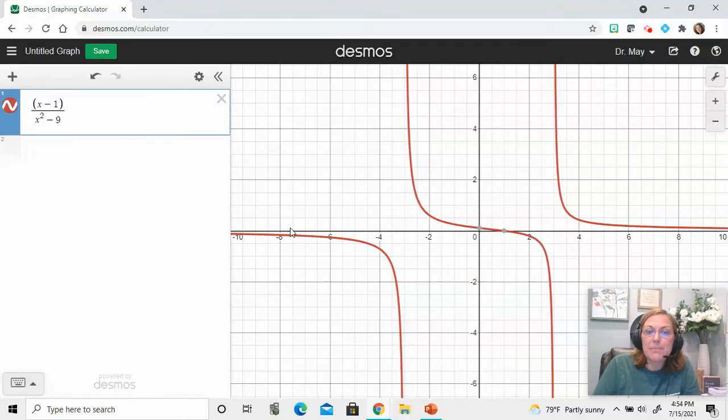Also, you'll notice there appears to be an imaginary line at the ends of this graph here. That's because it has a horizontal asymptote at y = 0. So let's put that all together.